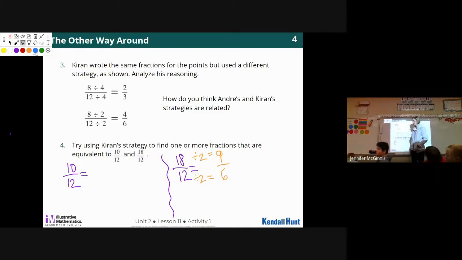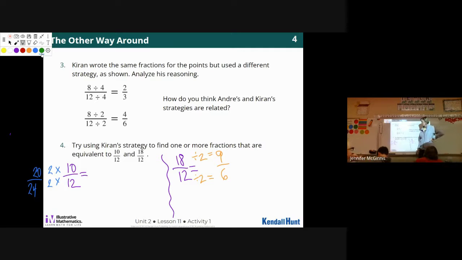It's 24 because 10 times 2 is... yes. Whatever you do to the top, you must do to the bottom. Good job. Could we also do something with division here? Could we do something with division, Trenton?